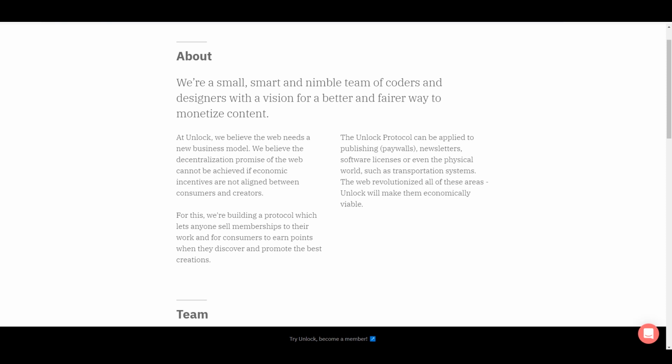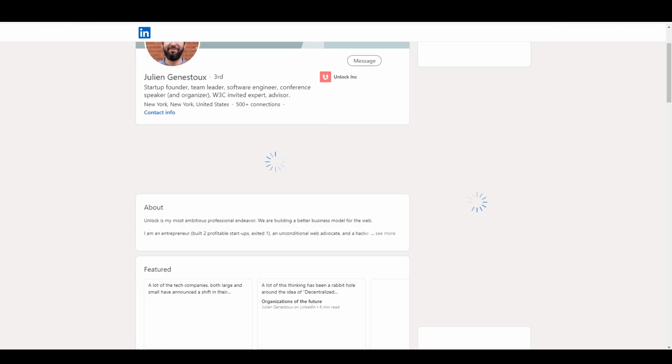Okay, let's look into more about the team. There's a smart and similar team of coders and designers with a vision. I'll leave a link to all the resources in the comment below, so make sure you go and check them out yourself.